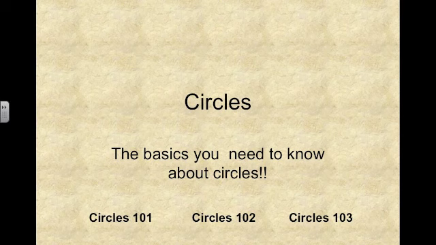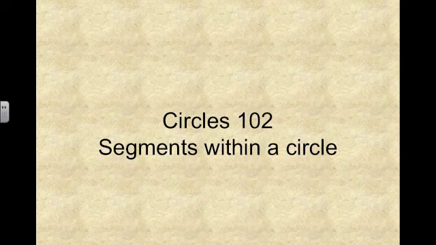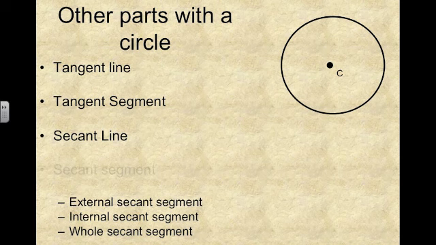Okay, we got more circle stuff to deal with. And this we're going to call Circles 102. So let's go right to it. This talks about segments within a circle. So what segments are we talking about? Well, we have tangent lines, we have tangent segments, we have secant lines, we have secant segments, we have external secant segments, we have internal secant segments, we have whole secant segments. What are all these things?